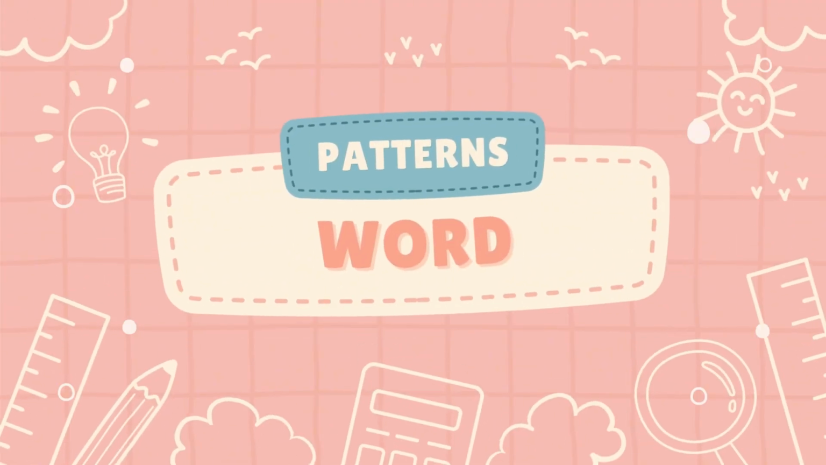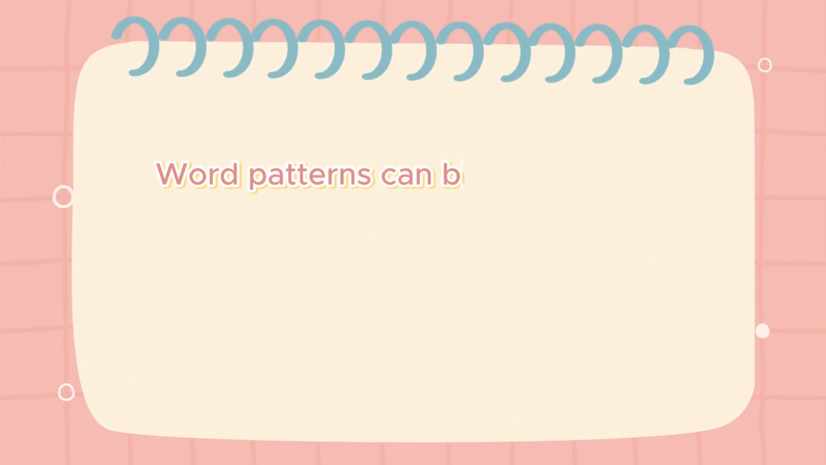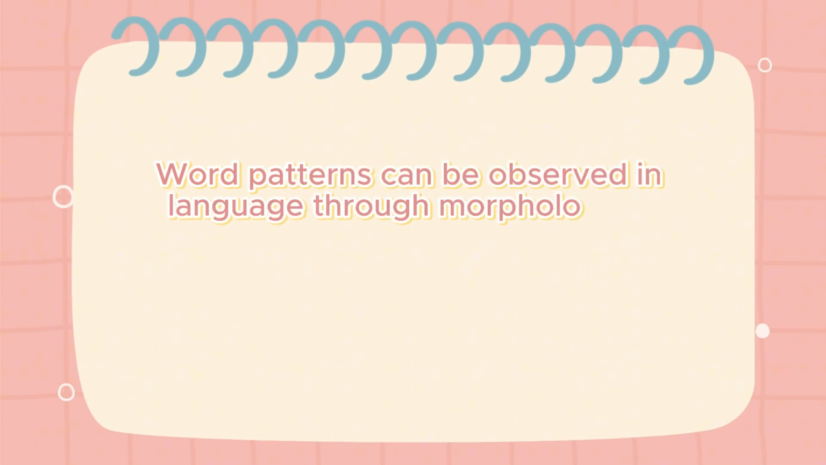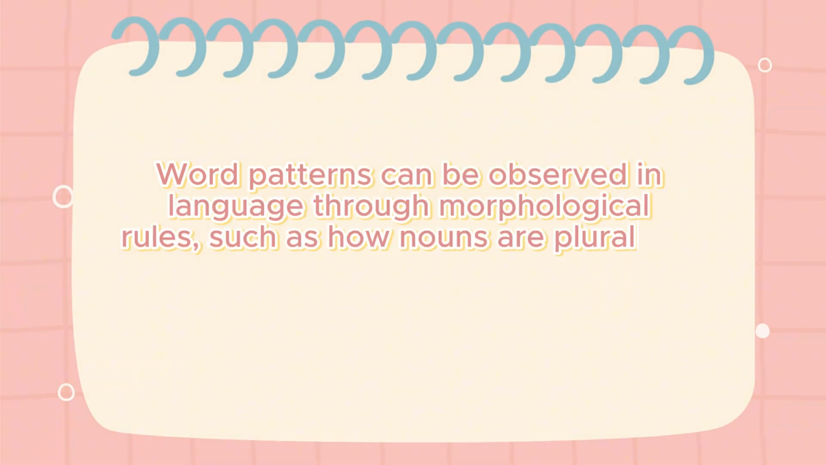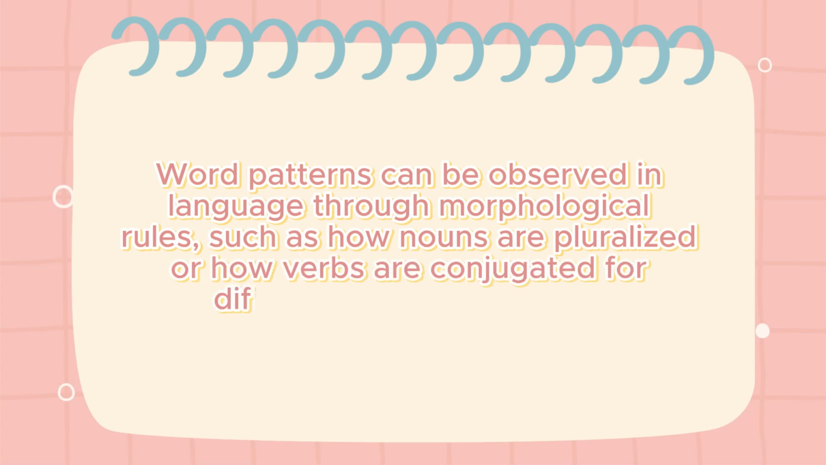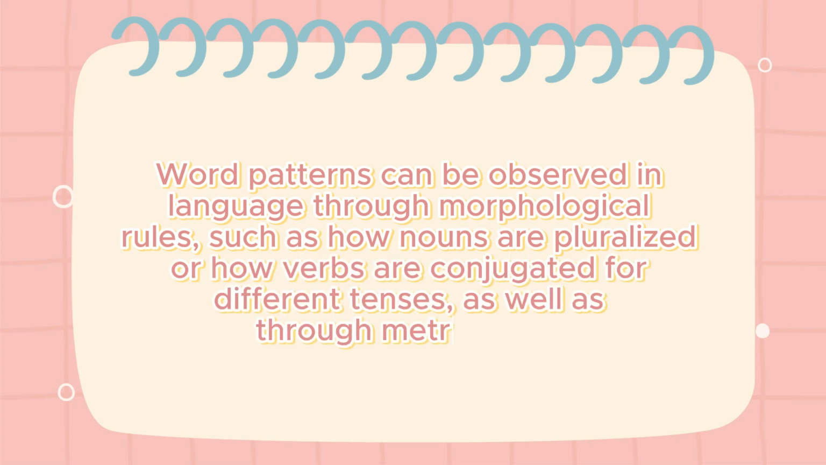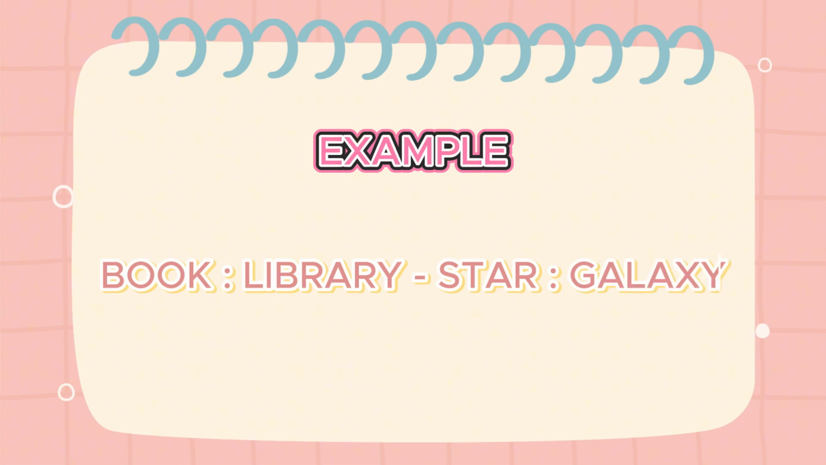Word pattern. Word patterns can be observed in language through morphological rules, such as how nouns are pluralized or how verbs are conjugated for different tenses, as well as through metric rules. For example, book, library, star, galaxy. Did you notice the pattern? These examples illustrate how individual items relate to larger groups or categories.